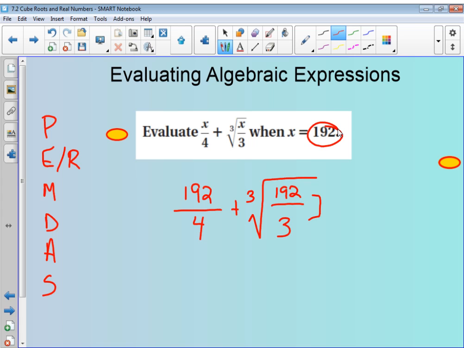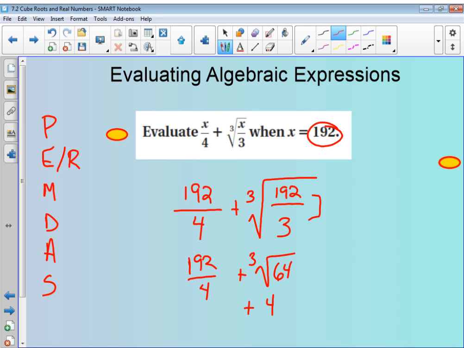So if I take 192 and divide that by 3, 192 divided by 3 is going to give me 64. This is now the cubed root of 64. If I find the third root of 64, what number times itself three times would give us 64? Well, I know it's a lower number, so let's try 4. 4 times 4 times 4 gives me 64. So this now is 4.